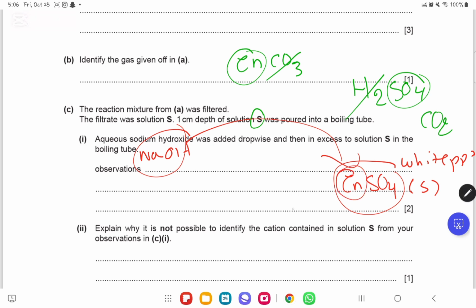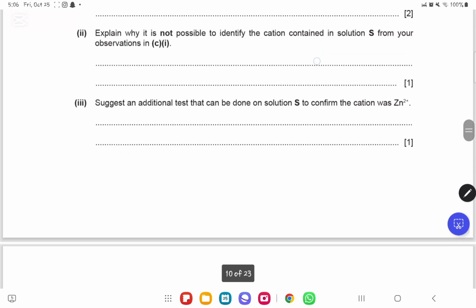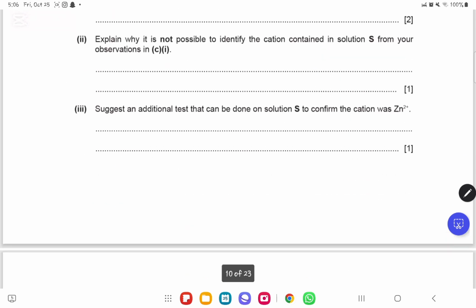So look, we have Zn2+, and if you remember, Zn2+, if you put it in NaOH, it will form a white precipitate that dissolves in excess NaOH, or in excess base. That's part I. Part II, explain why it's not possible to identify the cation obtained in solution S from your observations in CI.